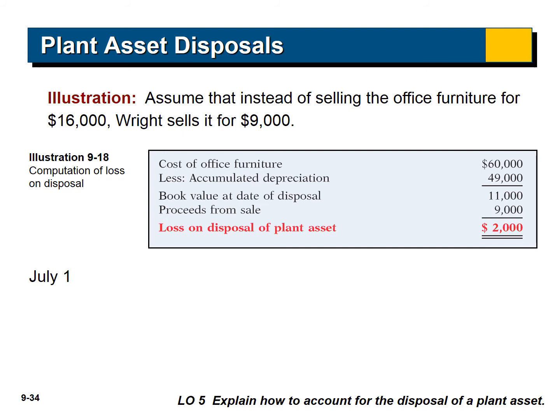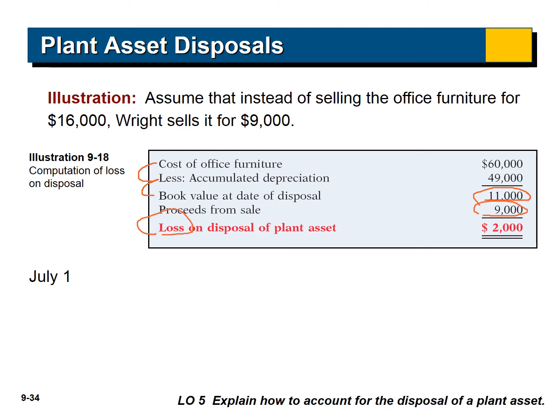Now we're going to change that same example slightly. Instead of selling it for $16,000, let's assume they sold it for $9,000. Exact same process. Take the cost minus the accumulated depreciation to get the book value. That's the same as the previous example. Compare that to the proceeds, which are now $9,000, and you get a loss in this case.